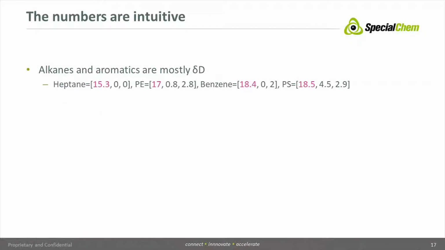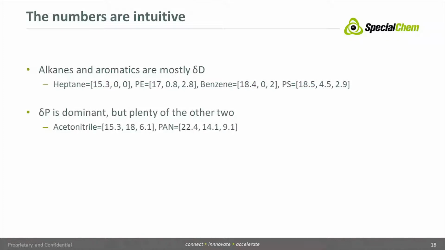Obviously heptane is all dD and polyethylene is very similar, with a higher dD because dispersion forces are generally stronger in polymers. Benzene has more dD than heptane because of the aromatic electrons, and polystyrene has more dD than polyethylene. Acetonitrile has plenty of dD, indeed everything has plenty. It's what holds the world together. But it has very large dP, which is not surprising given its high dipole moment. In fact, you can get a good estimate of dP simply from knowing the dipole moment. Of course, it has some dH. You can form moderately strong hydrogen bonds with acetonitrile. The values for polyacrylonitrile make sense too.